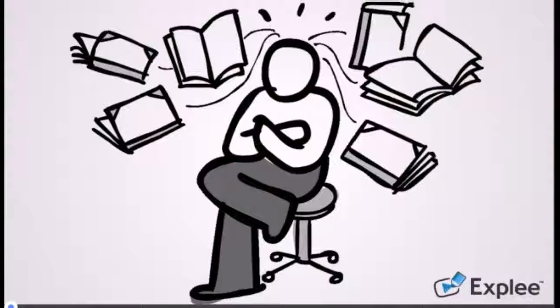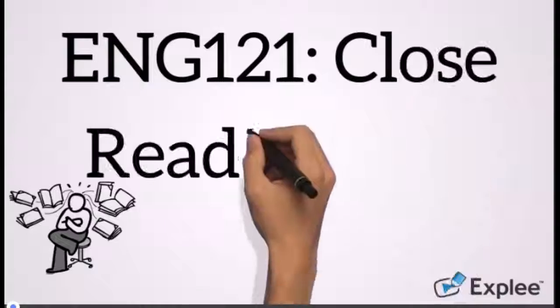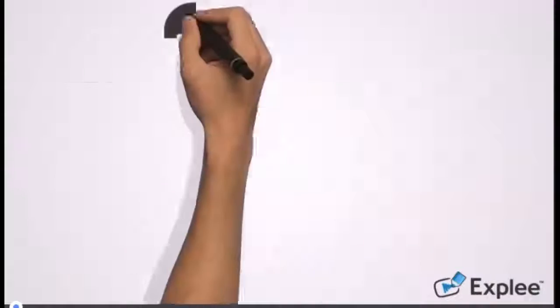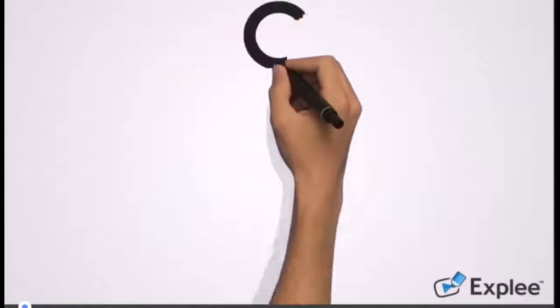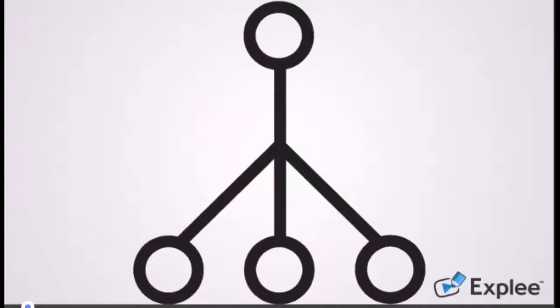English 121. Close reading and summary. Summaries offer a condensed, objective account of the main ideas of a longer text.